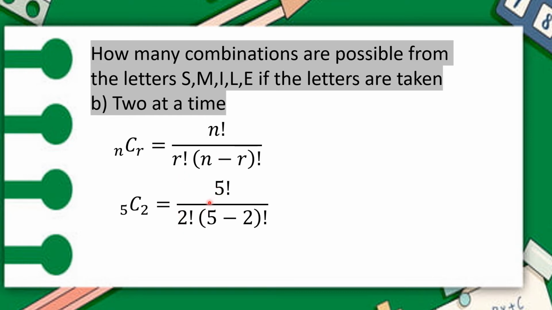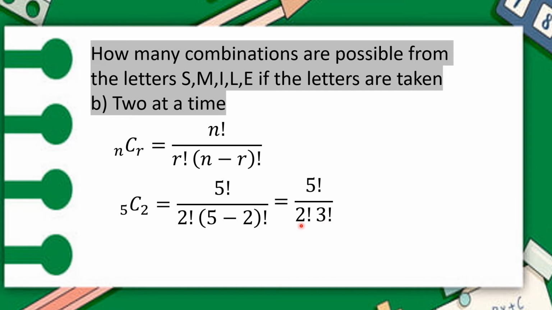So we have 5 factorial over 2 factorial times 5 minus 2 factorial. Simplify 5 minus 2, that is equal to 3. So we have now 5 factorial over 2 factorial times 3 factorial. And then to simplify this, we're going to expand 5 factorial until we reach 3 factorial.